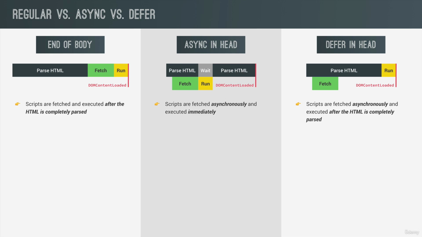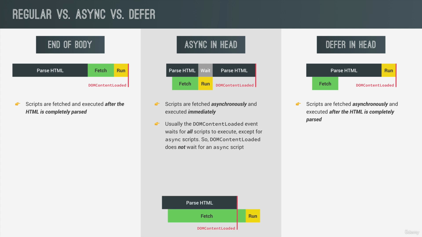So one important thing about loading an async script is that the DOM content loaded event will not wait for the script to be downloaded and executed. So usually DOM content loaded waits for all scripts to execute, but scripts loaded with async are an exception. So with async, DOM content loaded is fired off as soon as the HTML finishes parsing. And this might actually happen when a big script takes a long time to load, like in this example. So notice how the DOM content loaded event appears right after HTML parsing in both these diagrams.